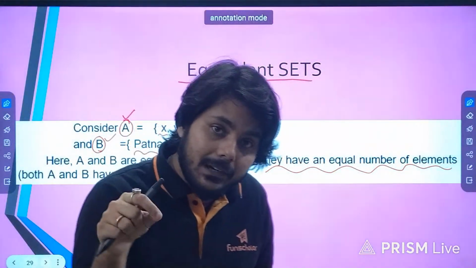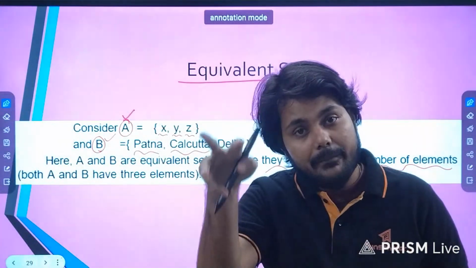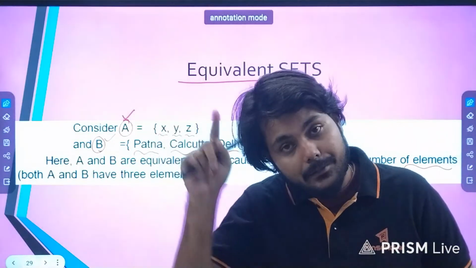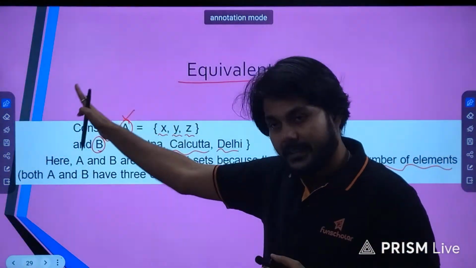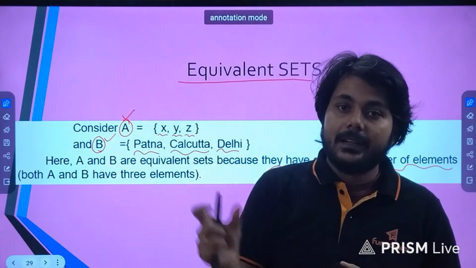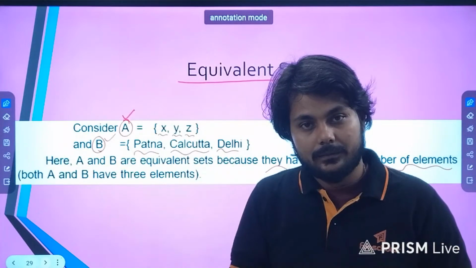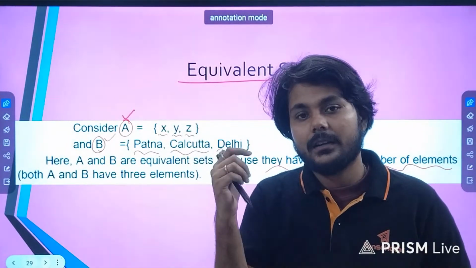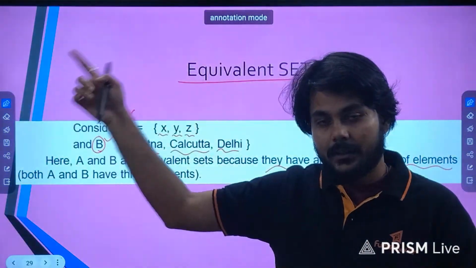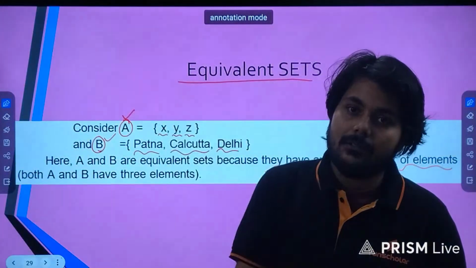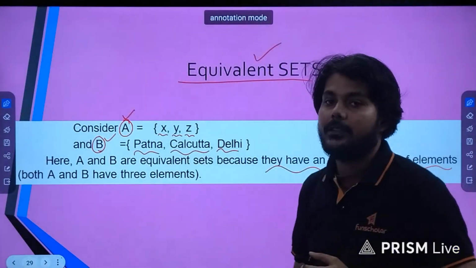Elements are different, but the number of elements is the same. This is the key point over here: the elements are not the same, but the number of elements is the same. And in the case of equal sets that we covered in the previous slide, if the number of elements as well as the elements themselves are the same, in that case we will consider the two sets as equal sets. But if the numbers are equal but the elements are different, then we will consider them equivalent sets.